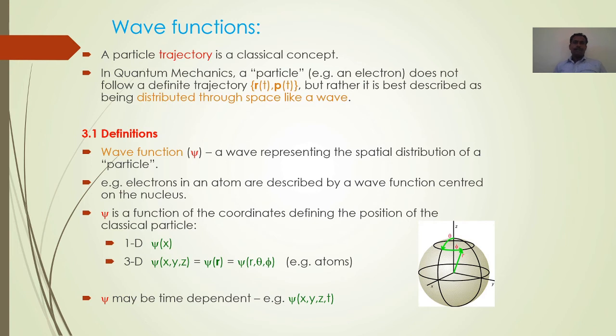Wave function. A wave function is a mathematical function. It is defined as a mathematical function of the coordinates of the system and time. It is represented as psi. The wave function for one direction is written as psi(x). The wave function for three directions can be written as psi(x, y, z). Psi may be time dependent, therefore psi(x, y, z) is the wave function.